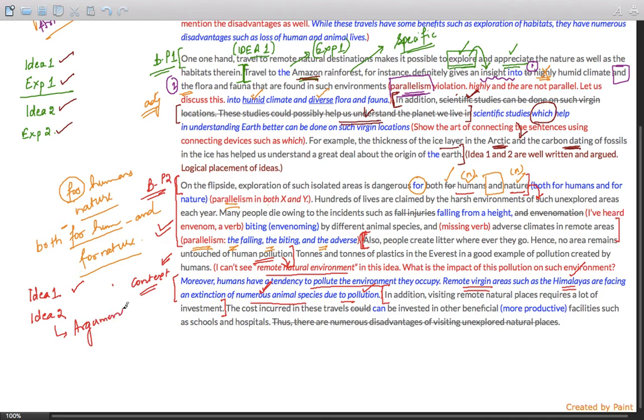While the previous idea has been logically built and explained, and even these ideas were logically built and explained, this idea is somewhat lacking. Perhaps you were close to closing the answer and you proceeded really fast. In addition, visiting remote natural places requires a lot of investment, and this investment could have been invested in more beneficial places. This is fine, however, the idea is not as strong. The idea number 3 is not as strong since it is not a disadvantage.